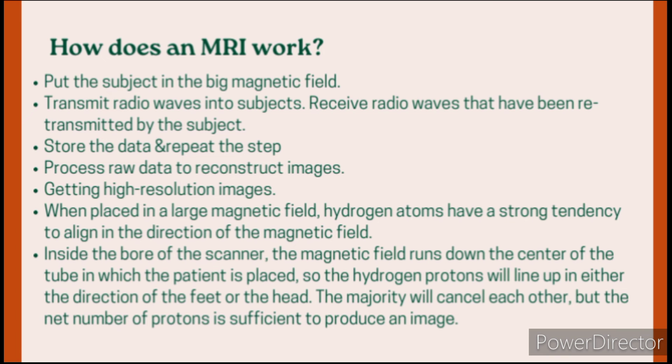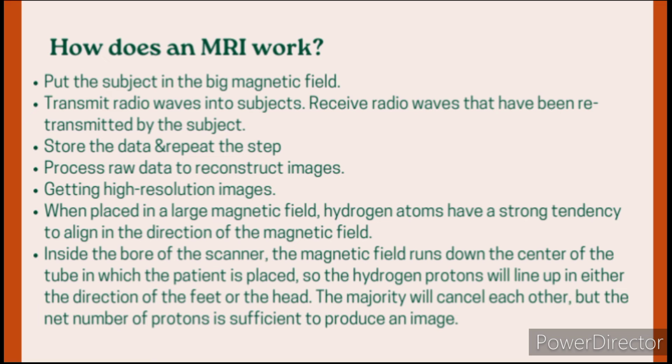How does an MRI work? First, put the subject in the big magnetic field. Next, transmit radio waves into the subject. Receive radio waves that have been transmitted by the subject. Store the data and repeat this step.